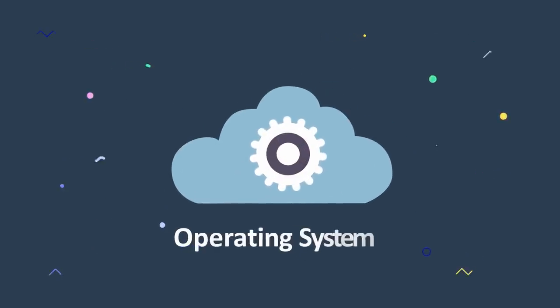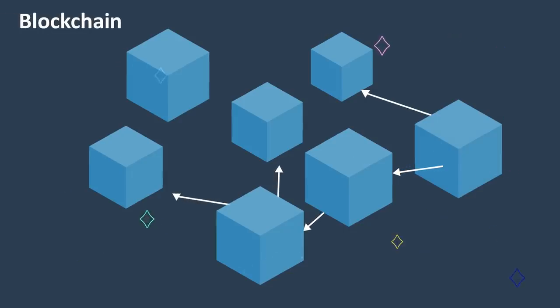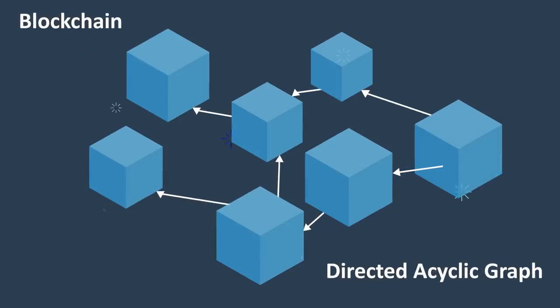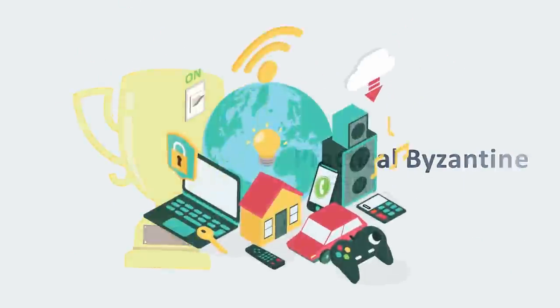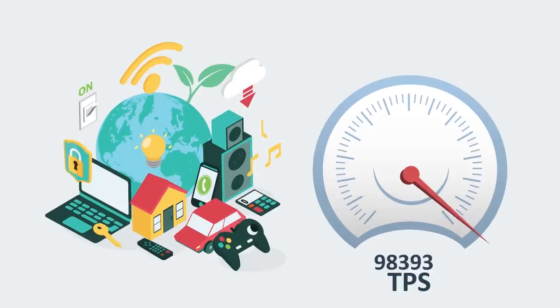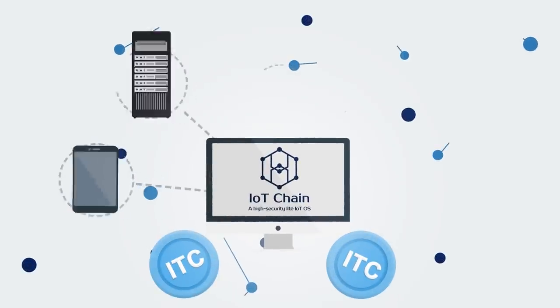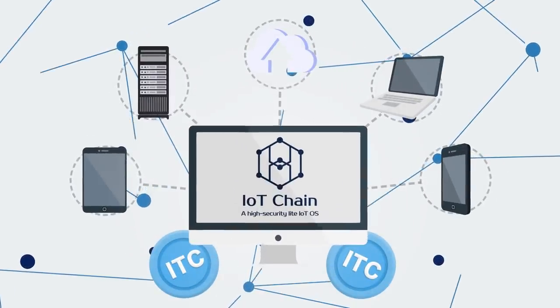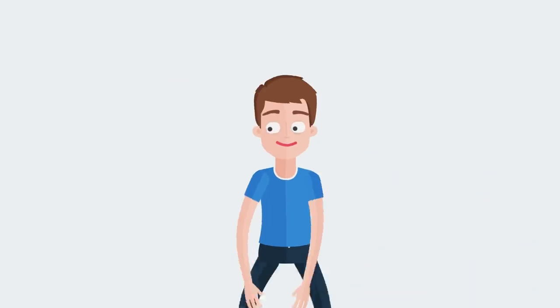IoT Chain is a secure, light operating system for the Internet of Things that combines the security of a blockchain with the performance of a directed acyclic graph. IoT Chain's award-winning design uses PBFT consensus to provide an eco-friendly, decentralized solution capable of handling up to 100,000 transactions per second. Using the blockchain, data ownership is returned to the user, protecting privacy and providing fair compensation for the value created. The ITC token is the fuel for the IoT Chain network, enabling the transfer of value and ownership among users and devices. Let's look at an example.